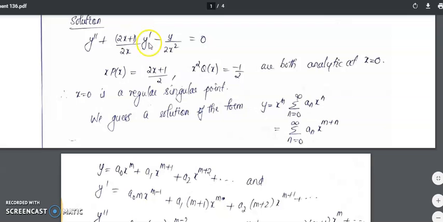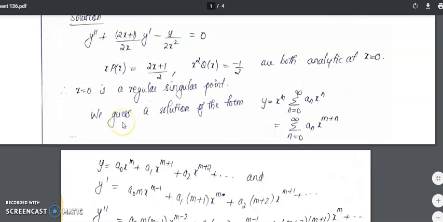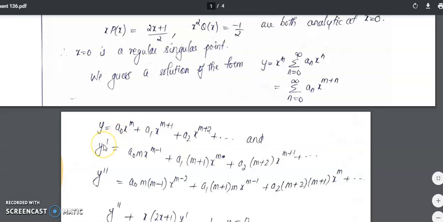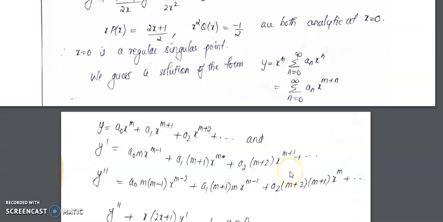Now we need y dash and y double dash. When you take the derivative, y dash will be a naught m x raised to m minus 1, then for the second term a1 into m plus 1 x raised to m, then a2 into m plus 2 x raised to m plus 1 plus etc. Taking the second derivative, you will get a naught m into m minus 1 x raised to m minus 2, then a1 into m plus 1 into m x raised to m minus 1, then a2 into m plus 2 into m plus 1 x raised to m plus etc.